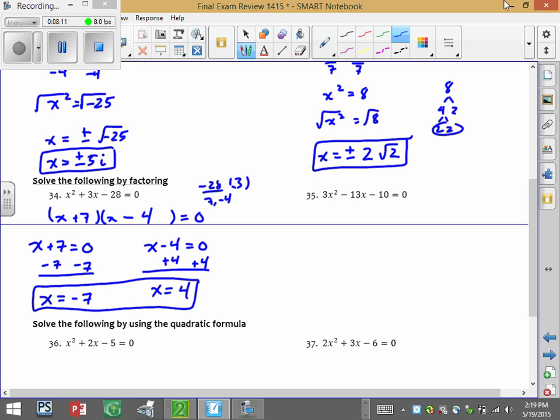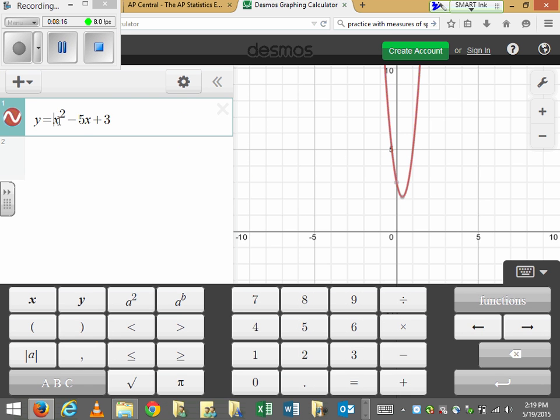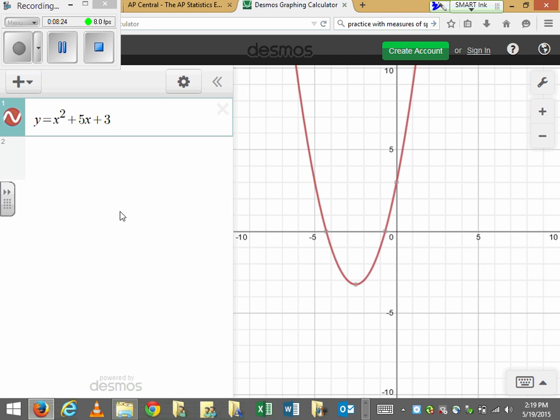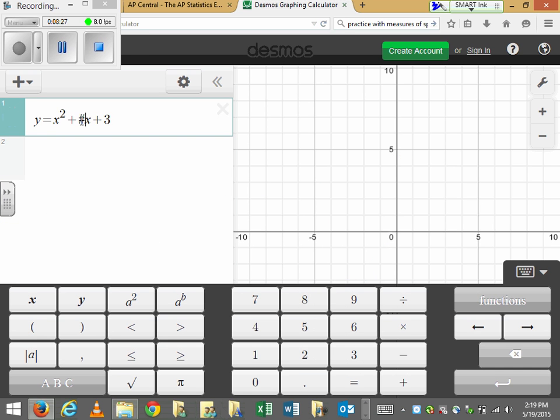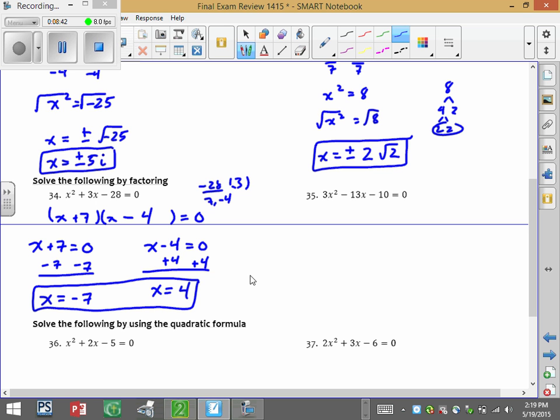So we have x squared plus 3x minus 28. Excuse me, I got to go back and make sure, plus 3x minus 28. Sure enough, if I click there, there's negative 7, positive 4, which is exactly what I got by solving.